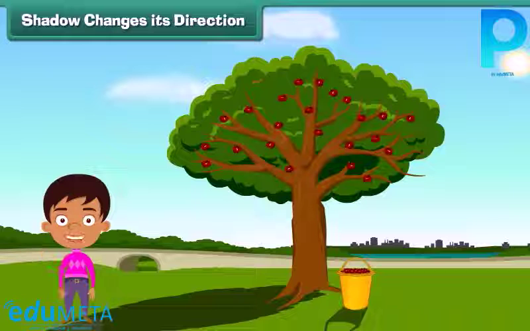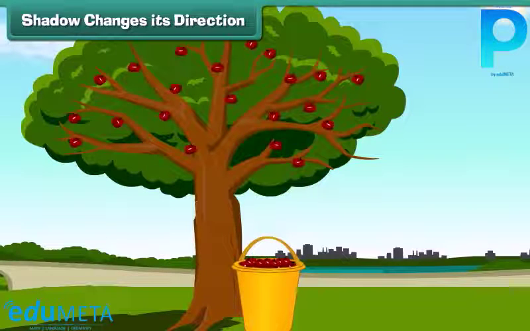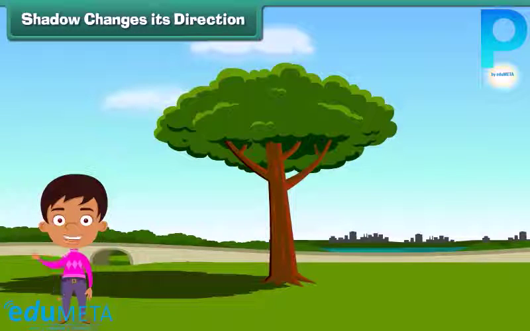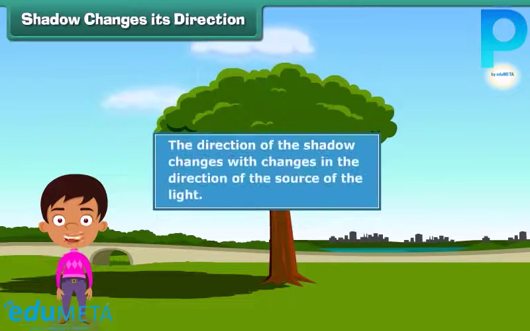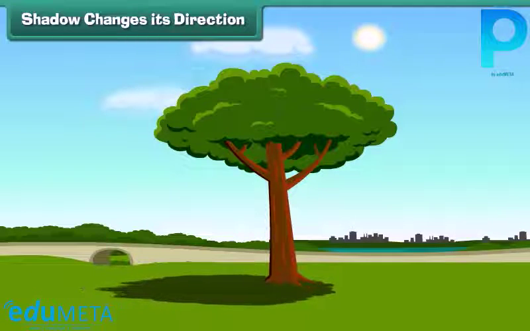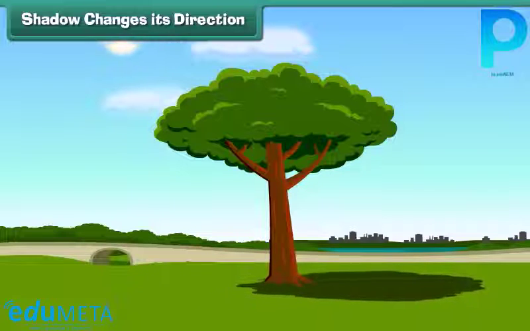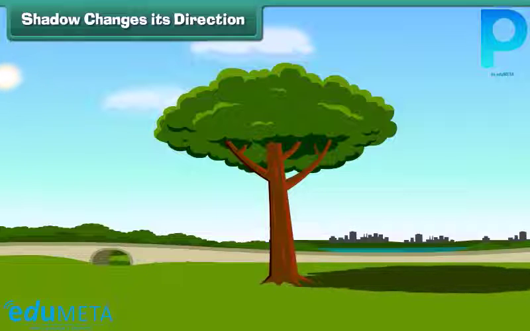Hi friends, at first let's discuss what a shadow is. Actually, a shadow is an area of darkness which is formed when the light is blocked by an object. You'll be surprised to know that the direction of the shadow changes with the changes in the direction of the source of the light. For example, the shadow of these trees changes as the sun moves from east to west during the day. During all day, sometimes it becomes long and sometimes short. Let's see how this happens.